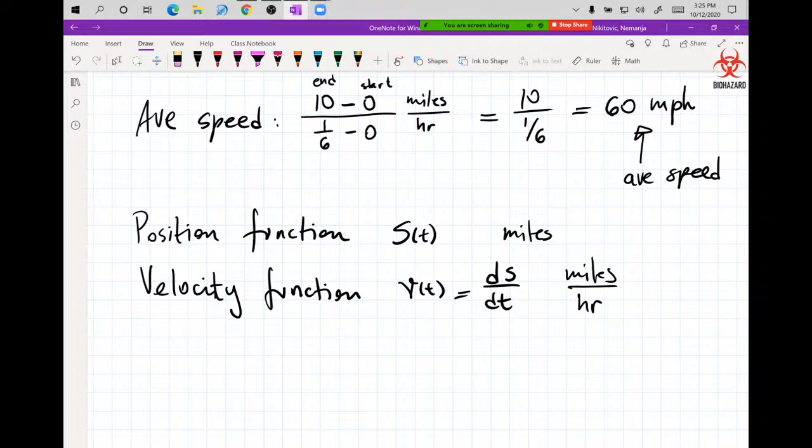Now, much more of that, obviously, in physics and calculus 3. Right now, we're just doing plain vanilla, one-dimensional motion.